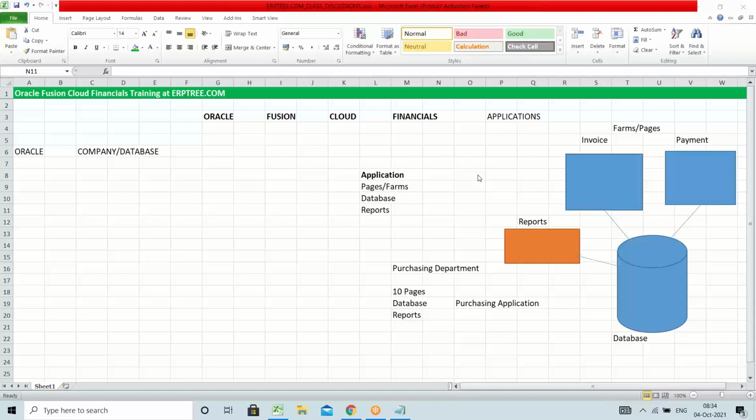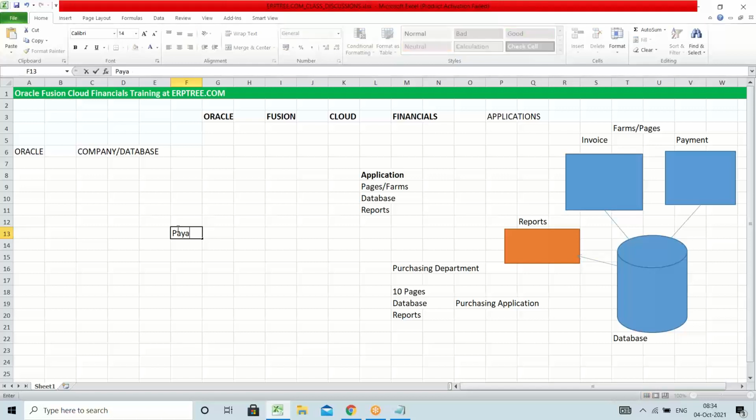Sir, our main function is going to be entering the data in invoice forms, payment forms. So you are saying that we are not going to do the things related to reports. Am I right? Yeah, I'll give more clarity on this.